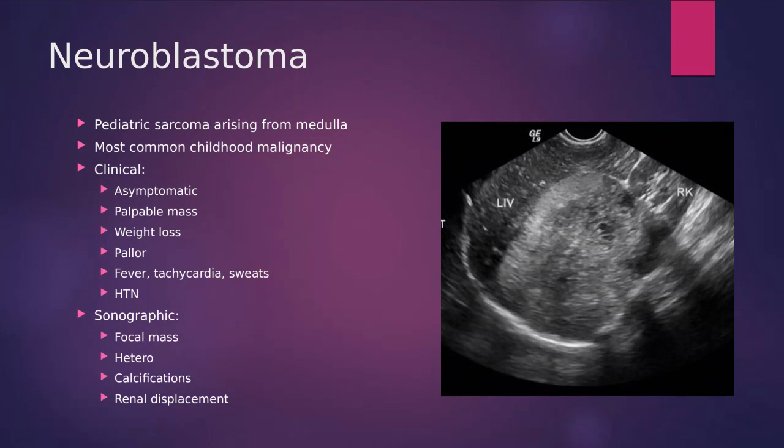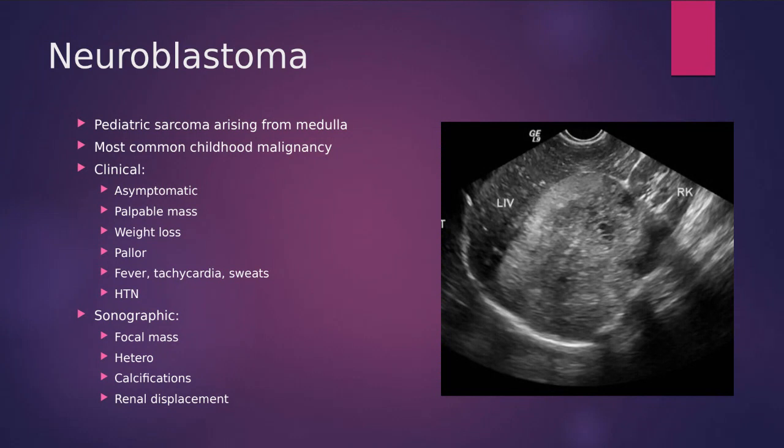So this is something that if we are working in PD, or a PD patient comes in for a renal ultrasound for a palpable mass, chances are if we see a tumor, this is going to be a neuroblastoma. And remember, it does not originate from the kidney. It originates from the adrenal gland. Clinically, the patient could be asymptomatic, but they're usually going to have a palpable mass because these neuroblastomas can get pretty large. They are also going to probably experience weight loss, fever, tachycardia, which is increased heart rate, sweats, hypertension. They could have pallor, which means they're kind of pale or white in their coloration.